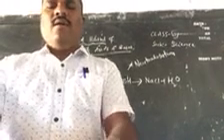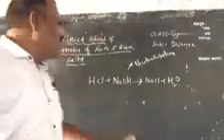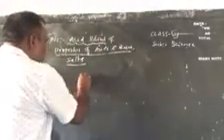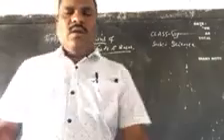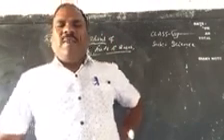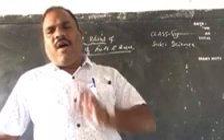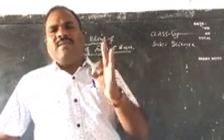Now, children, let us discuss salts. What are salts? How are salts formed? Very important concept. Salts are ionic compounds, ionic products of an acid and base. Salts are formed by the reaction of acids and bases together.